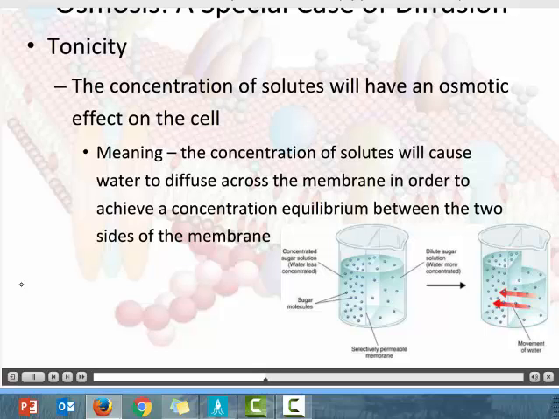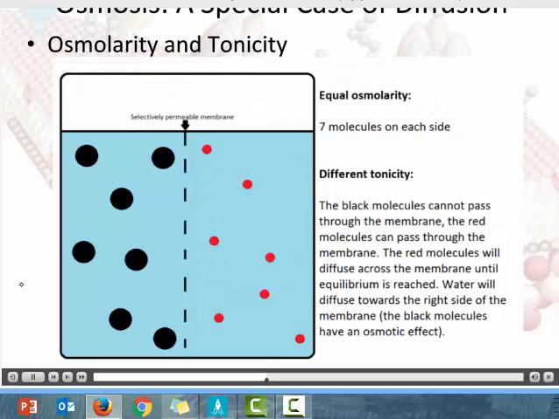Now, the interesting thing about osmolarity and tonicity is that two fluids may have equal osmolarity. They can have the same number of solutes in their solutions, but they can have different tonicity based on which solutes are present on each side of the membrane, because tonicity refers only to solutes that will not move across the membrane, whereas osmolarity includes everything, including some solutes that can move across the membrane.